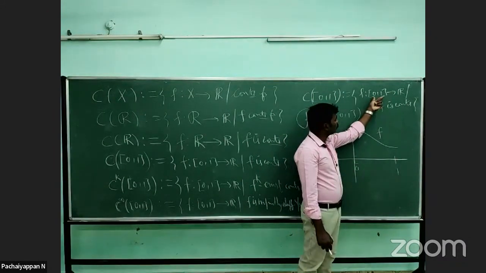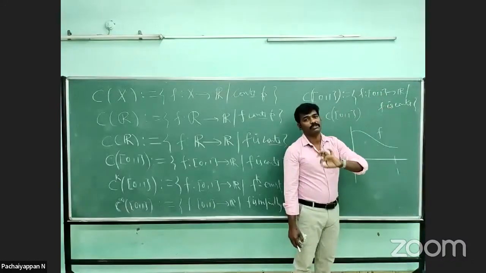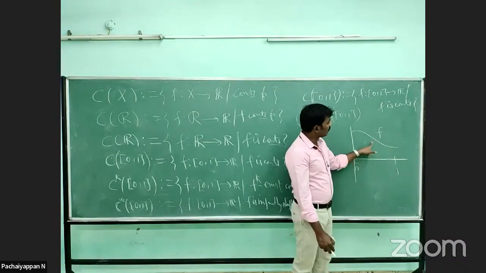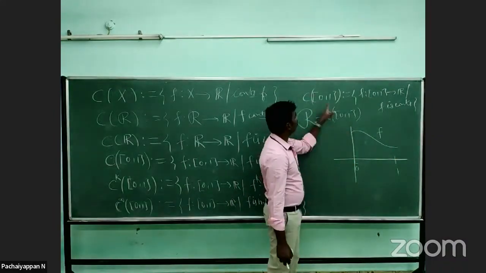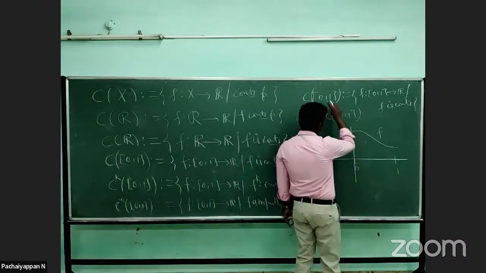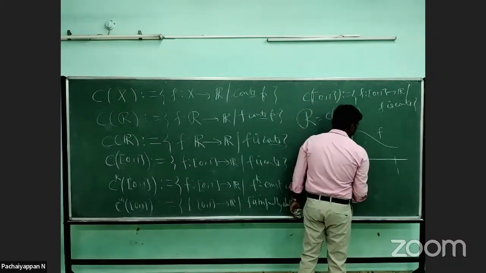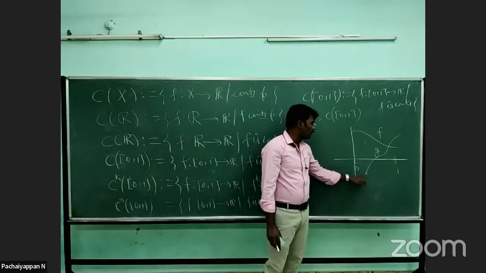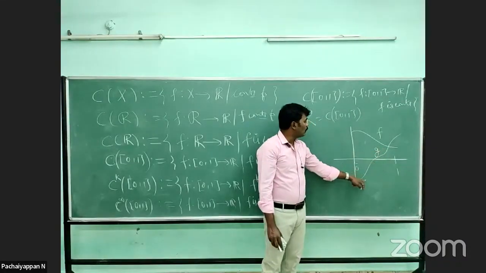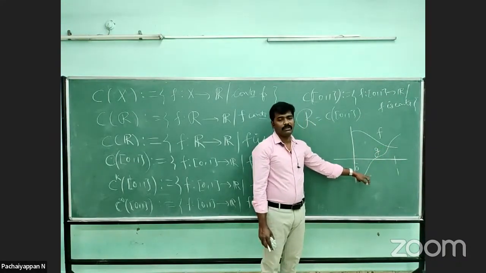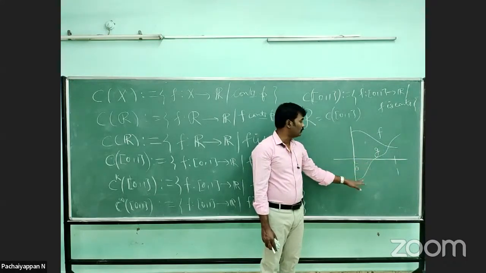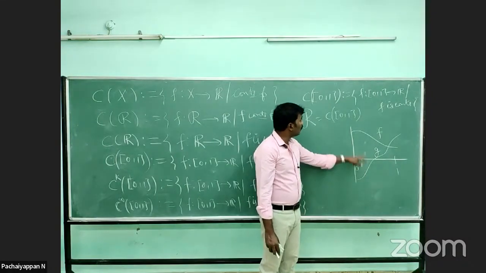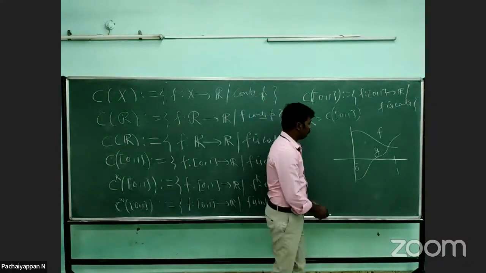We are collecting elements from [0,1] to R, the set of all f such that f should be continuous. This is a continuous function. Clearly, this f belongs to C[0,1]. What about this g? This is also a continuous function. Continuous means we assume there is no breaking of the curve. This is the graph of some function, and it is continuous. So g also belongs to C[0,1].